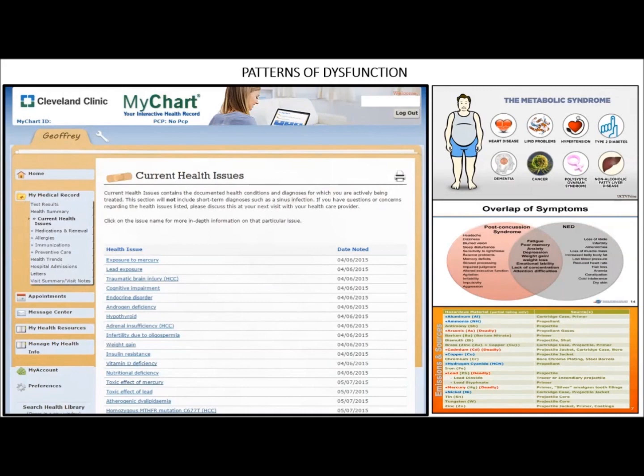It's right here. Simple diagnostic testing, looking at biomarkers that are widely available in existing systems already in the Department of Defense and the VA and civilian organizations. So this is it right here. These are your patterns of dysfunction. This is your metabolic dysfunction. This is the product of your environment.